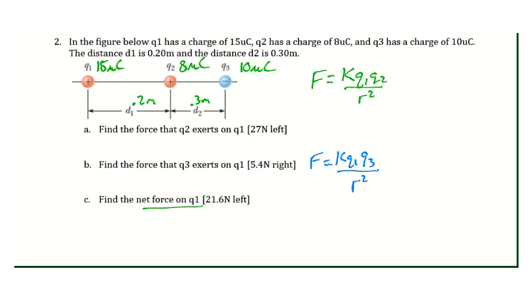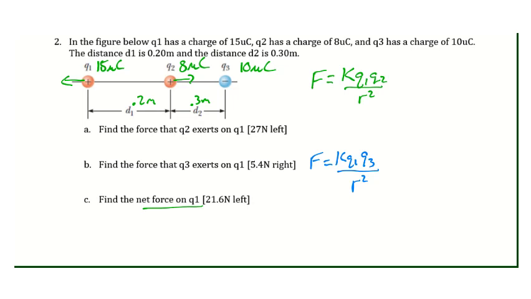So right away, I want to start, before we do any math, understanding the directions. So Q1 and Q2, they are both positive, so they are going to repel. So when they push each other away, the force on Q1 will be left, the force on Q2 will be right. Make them in green to be color coded.